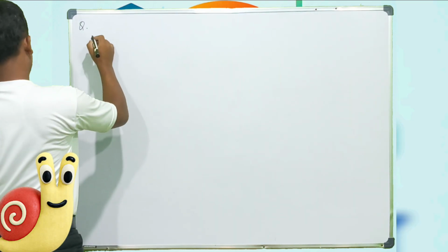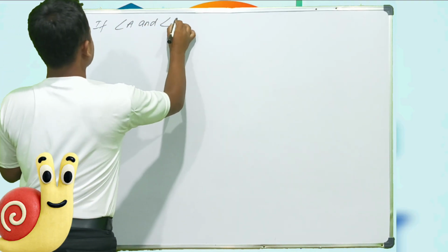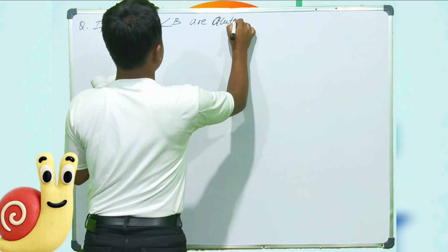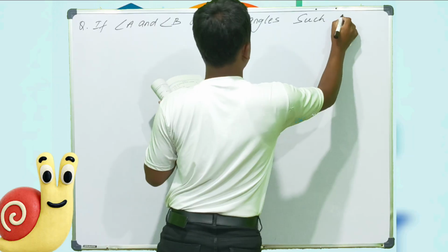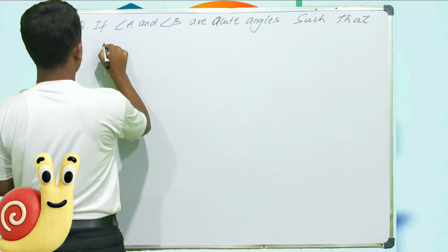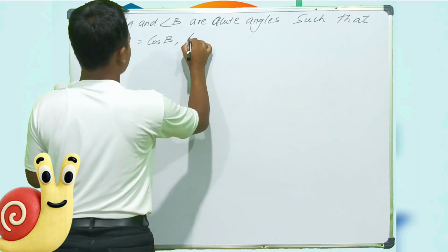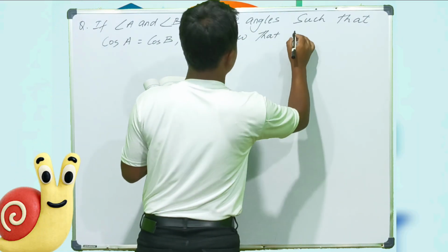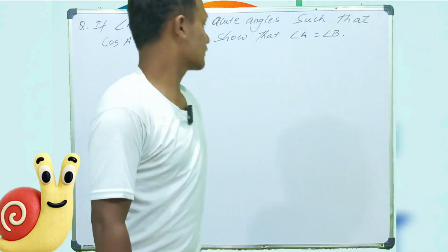Okay, so the question is that if angle A and angle B are acute angles such that cos A is equal to cos B, then show that angle A is equal to angle B. So let us try to solve this question.